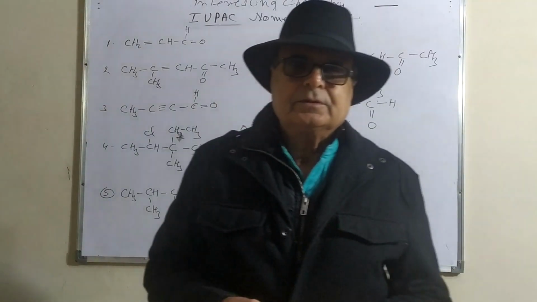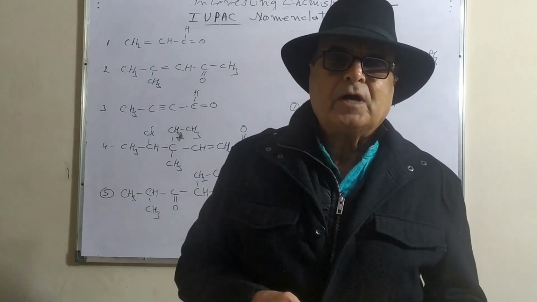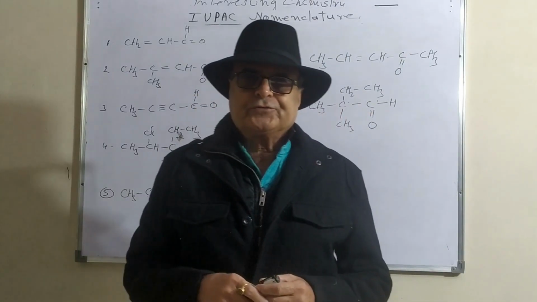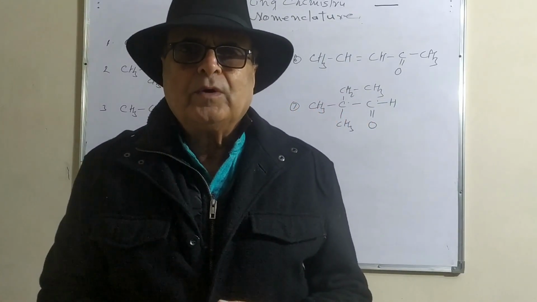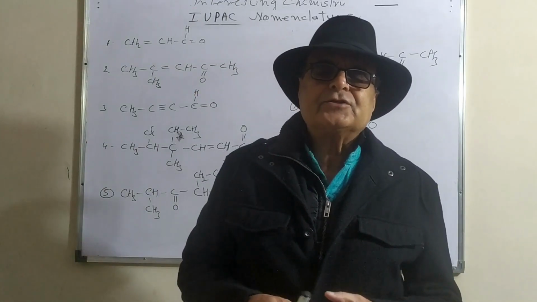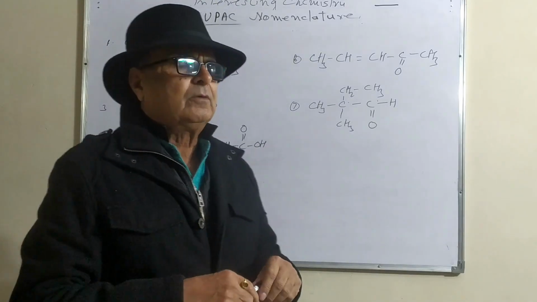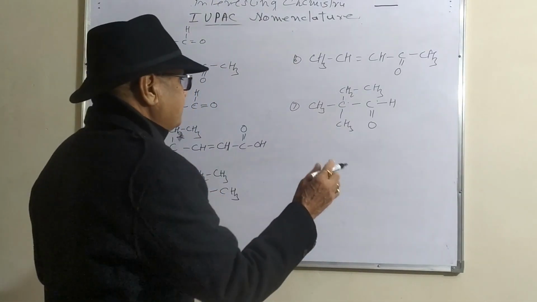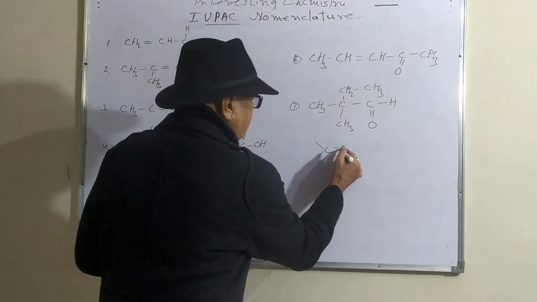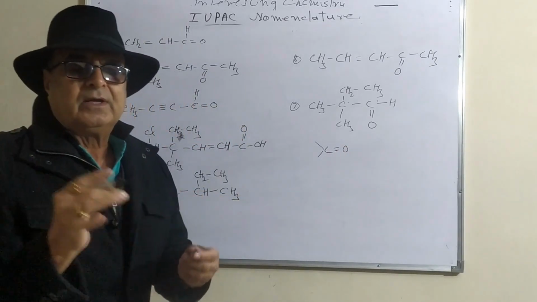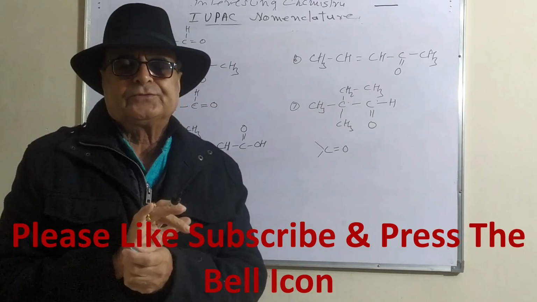Hello students, in my previous video I told you about the nomenclature of carbonyl compounds. As you know, carbonyl compounds are of two types: one is aldehyde and the second one is ketone. So how will you identify a carbonyl compound? Those compounds having the CO group are the carbonyl compounds.